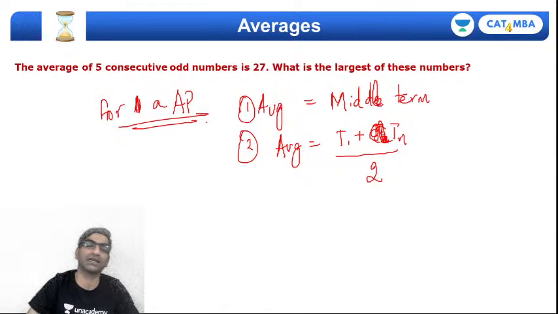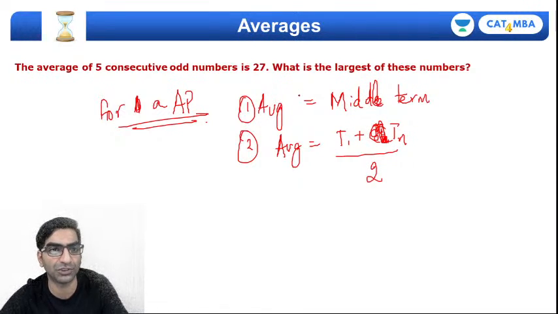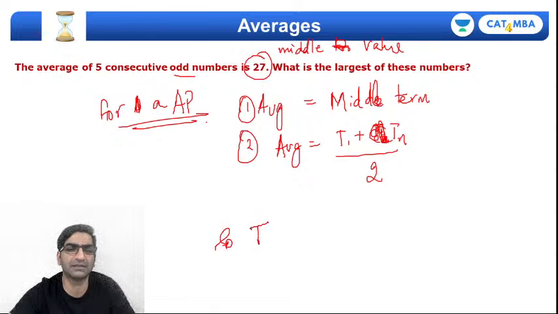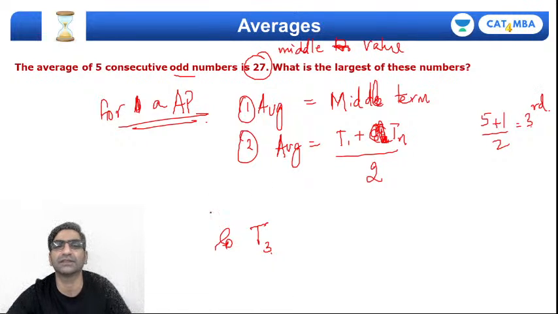Average could be the first and last by 2, right? Now which funda do I use here? Consecutive odd numbers will have a difference of 2, right? So if their average is 27, then this must be the middle value, right? For 5 numbers, which is the middle value? It's going to be the third value, right? 5 plus 1 by 2 is 3, right? So the third value is the middle value, right? So T3 is given to me as 27.